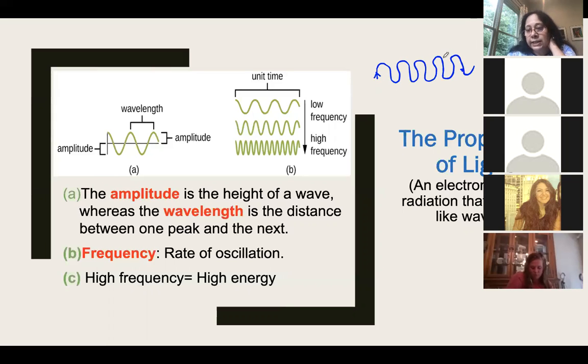When it is a wave, all waves must have a median. So this line is called the median. This is the peak, these are all peaks. The lower peak is called the trough. Now from the median line to the peak, the height is called amplitude.